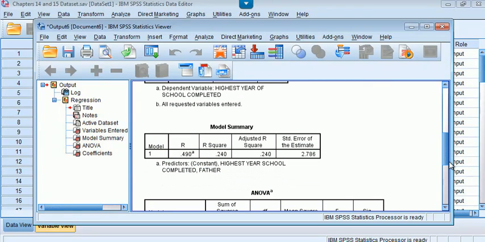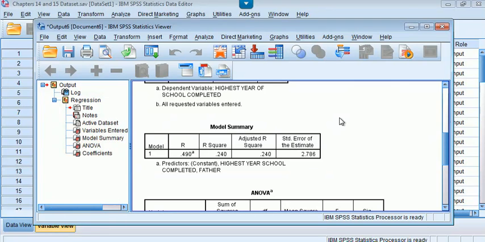You'll see in the second box, it gives you the R. And remember, the R right here is the Pearson correlation coefficient. So you get 0.490. That is a very strong relationship, and a positive relationship. Because it's positive, it means that as a person's parental education increases, their subsequent education also increases. So there is a link between somebody's parents' education and their own education.